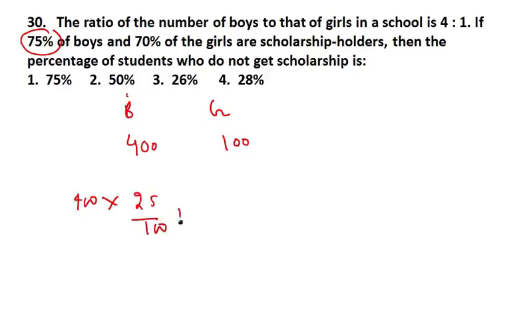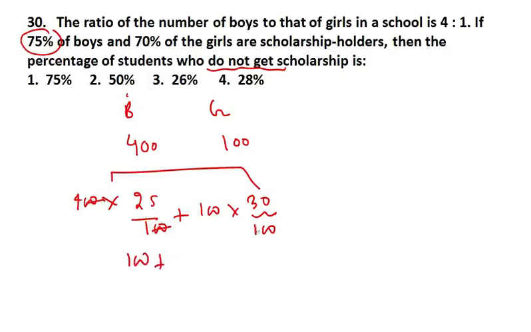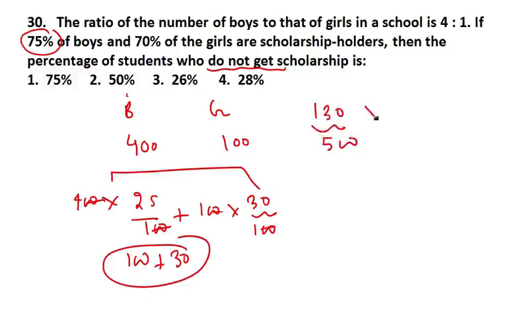This point is clear or not? Out of 100 girls, 70% are scholarship holders, so 30% are not. The question is asking who don't have a scholarship, so out of 500, these are not having a scholarship. Just add here: you get 100, here you get 30, so these 130 don't have a scholarship out of 500. So if you cut, tell me how much you get. 26, so it is going to be 26%.